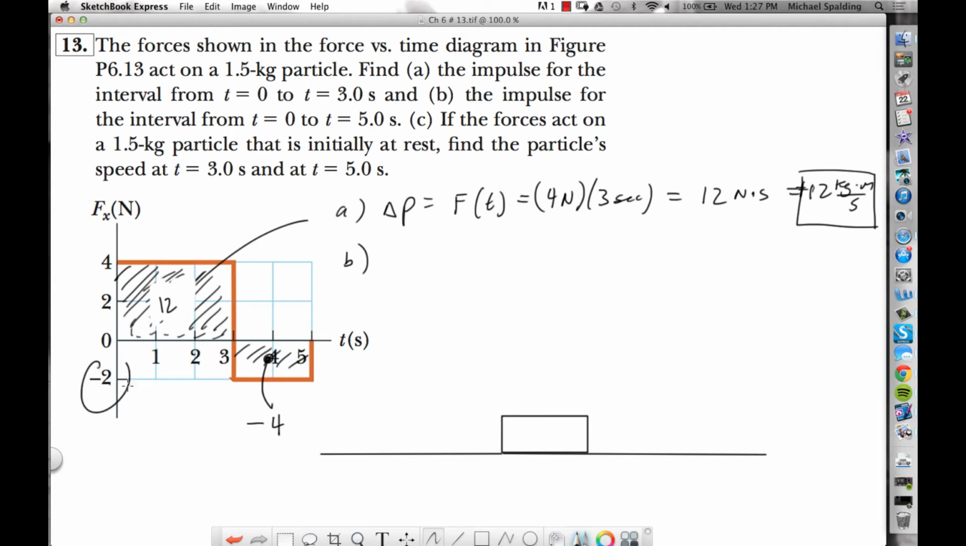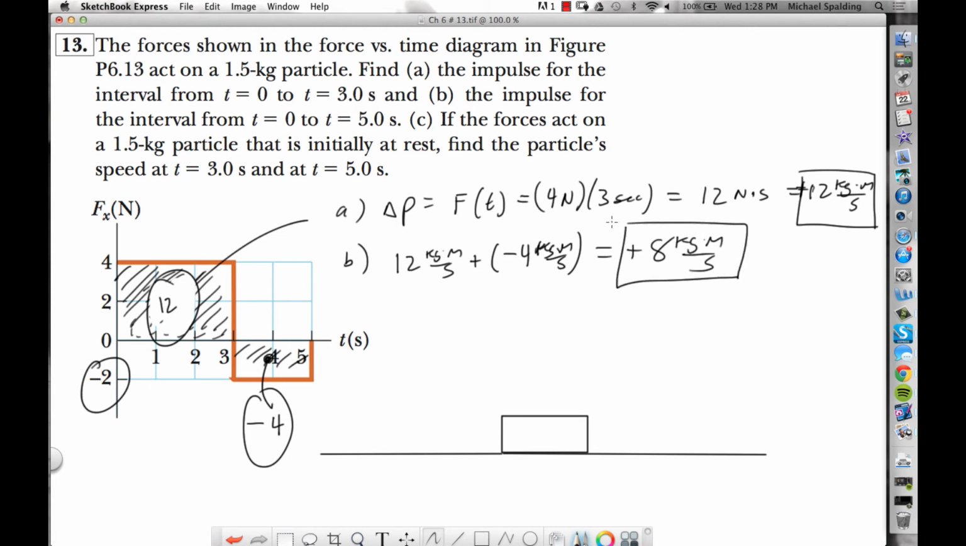Why is that -4? Because this force right here is negative. It basically just means opposite motion. So the total impulse is going to be 12 kilogram meters per second plus -4 kilogram meters per second, which gives us positive 8 kilogram meters per second. So that's the impulse for the full 5 seconds.